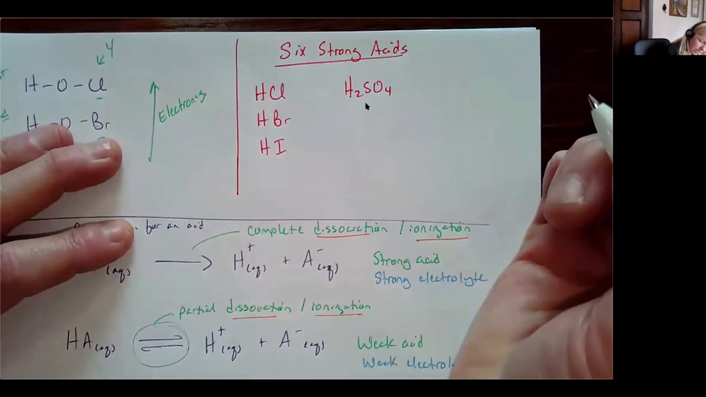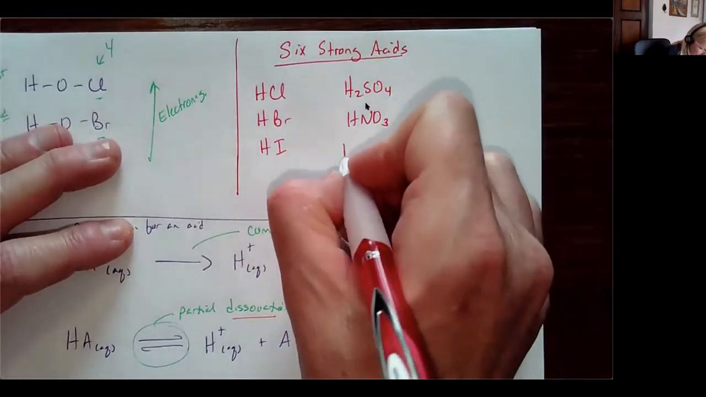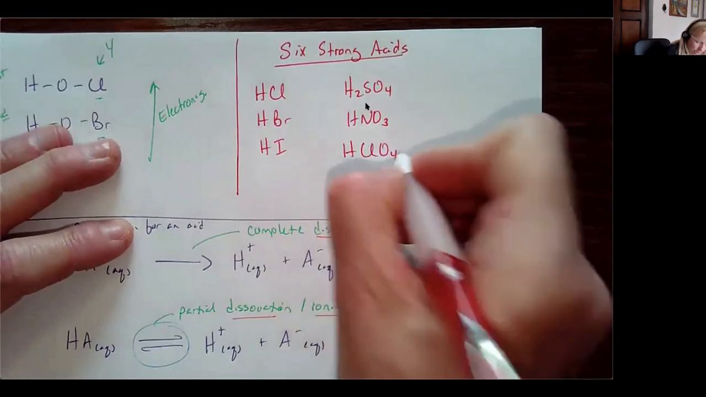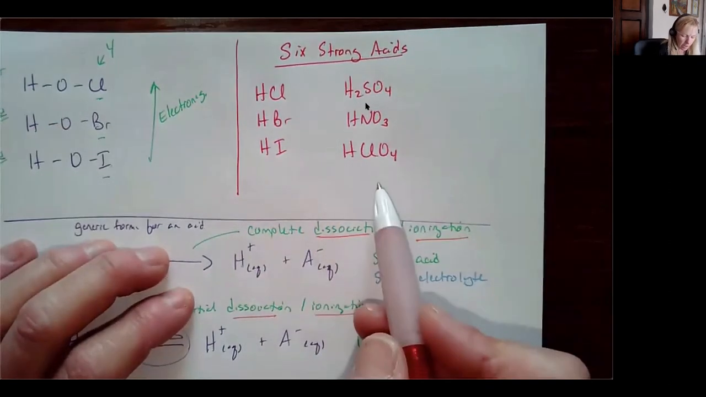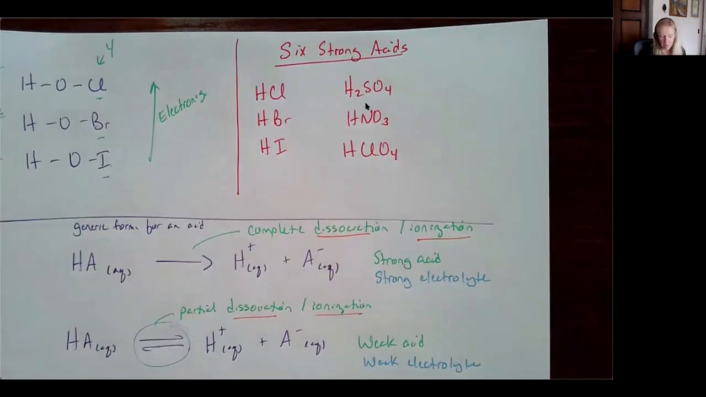H2SO4 is a strong acid. HNO3 is a strong acid. And HClO4 is a strong acid. So I have 3 binary and 3 oxoacids, and these are your 6 strong acids. So I'm going to leave you with that little nugget, and we will come back for part 2.